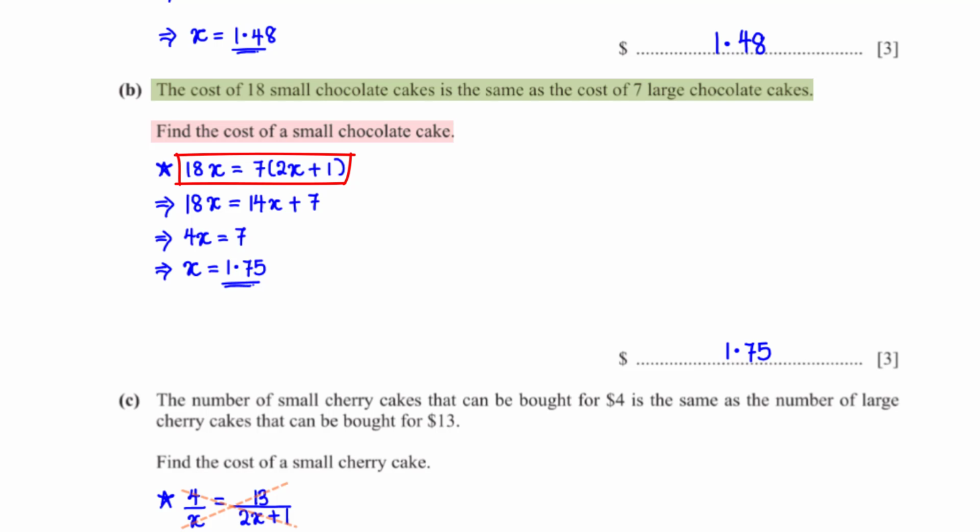of the equation. When we expand the brackets, 7 times 2x is 14x. 7 times 1 is 7. When we group like terms, we get 4x equals 7. When we divide both sides of the equation by 4, we have x equals 7 over 4. 7 over 4 in decimal is 1.75.